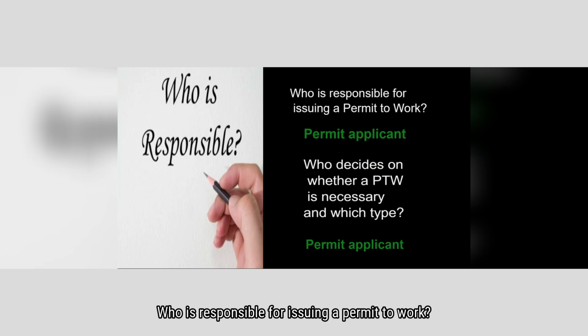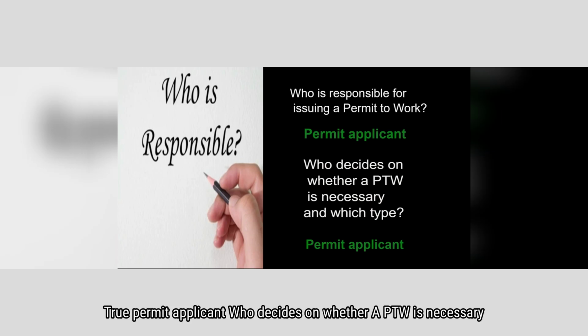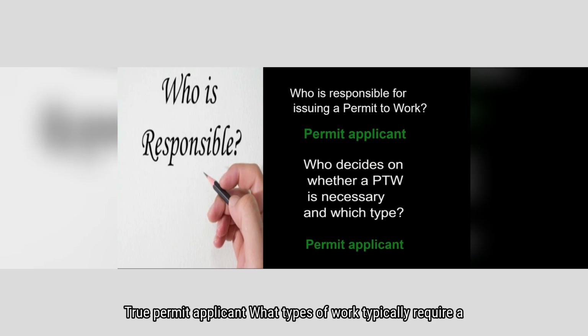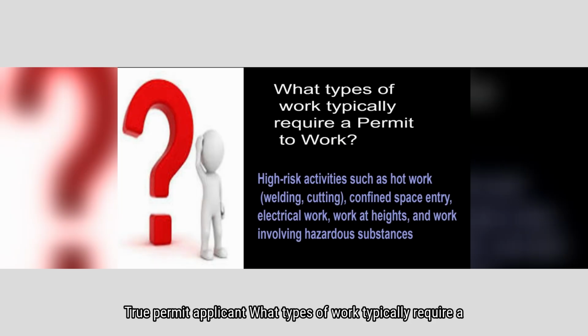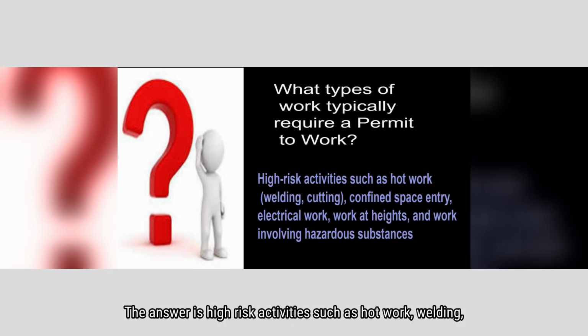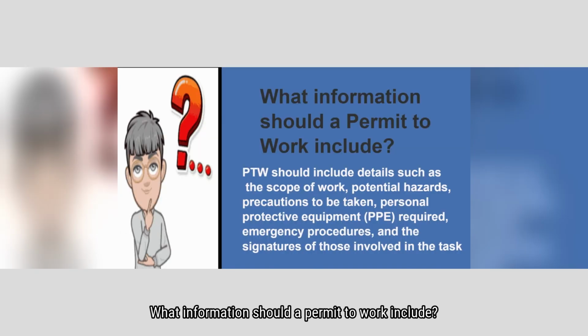Who is responsible for issuing a permit to work? The permit applicant, who decides whether a PTW is necessary and which type. What types of work typically require a permit to work? The answer is high-risk activities such as hot work, welding, cutting, confined space entry, electrical work, work at heights, and work involving hazardous substances.